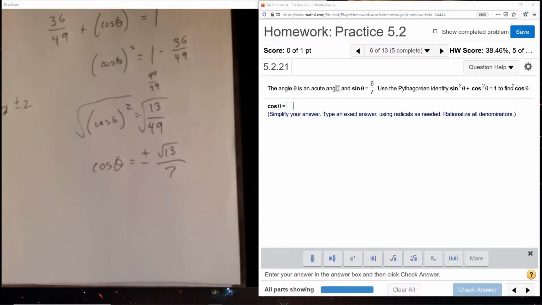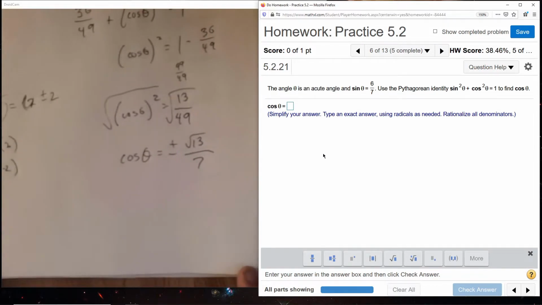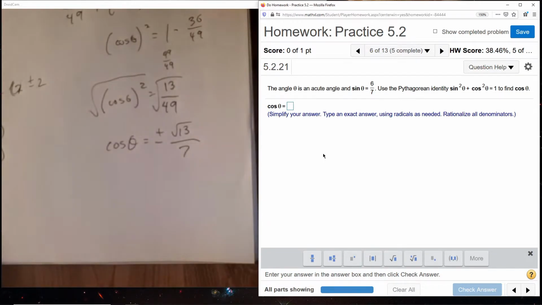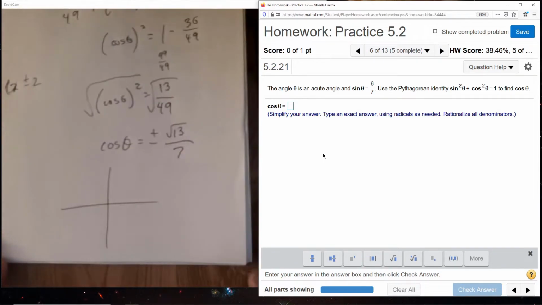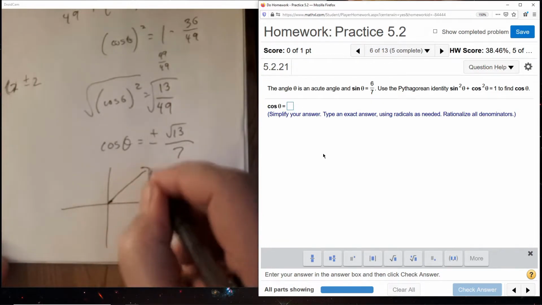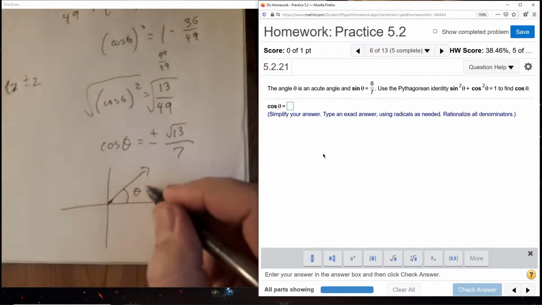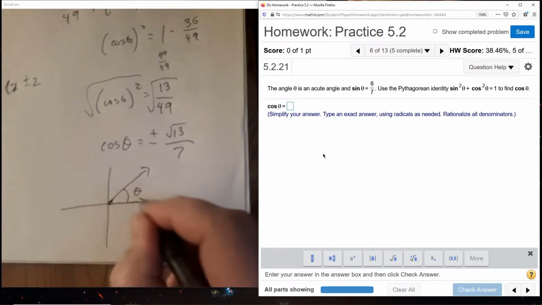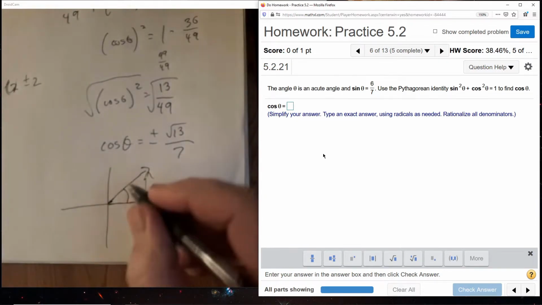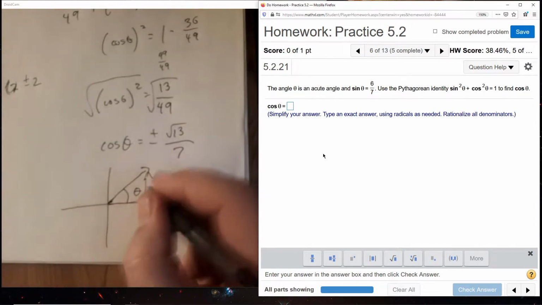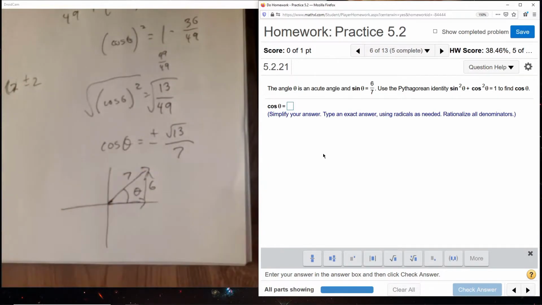Now, how are we going to know which to choose? Well, that lies in the very start of what they're saying. They're saying that the angle theta is acute. So if we look at just a coordinate system, acute means it's somewhere here, and all of these values are positive. So this is a positive number, that's a positive number, this is a positive number. We know sine is opposite, which is 6, and the hypotenuse is 7. And so the number that goes here is going to be the positive.